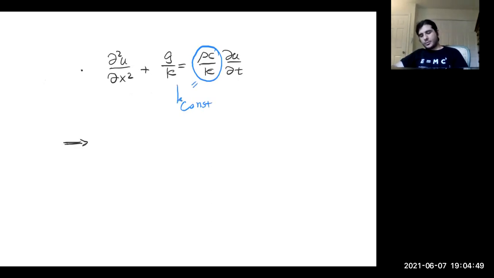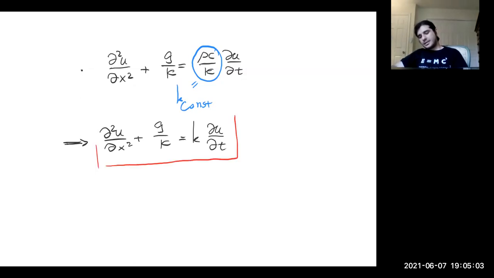So we would get the equation, the second derivative of u with respect to x plus g over kappa is a constant k times partial u partial t. This is the PDE which we are supposed to think about. As I said, this PDE also appears in mathematics in many places, independent of physics, this sort of equation. So what sort of equation is it?